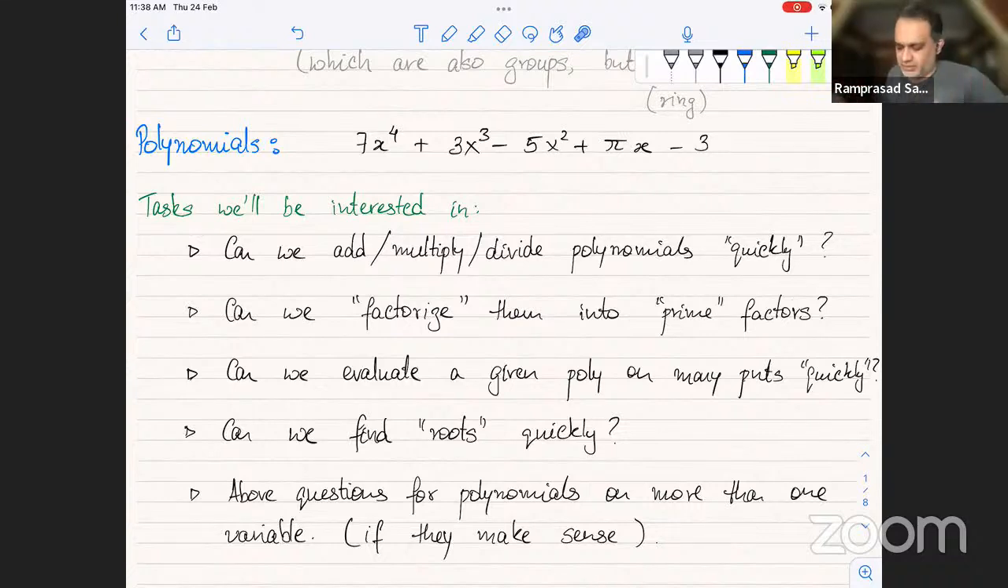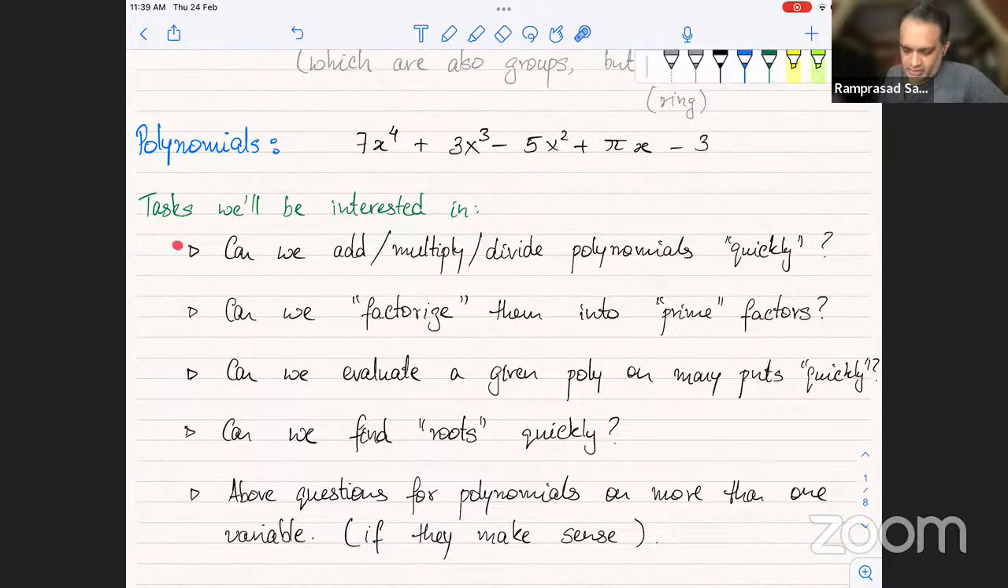Or maybe something else that you care about is, I give you a polynomial and I give you a bunch of points. I give you many points. Can you evaluate this polynomial on all these points quickly? Okay, so this is like the polynomial evaluation question. And in fact, the way I phrased it, it's like the multi-point evaluation question. I want to simultaneously evaluate it on many points. Or maybe you're interested in questions where I give you a polynomial and you're interested in finding its roots. Again, whatever that means. Okay.